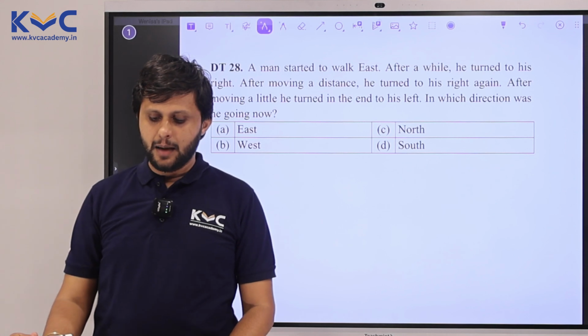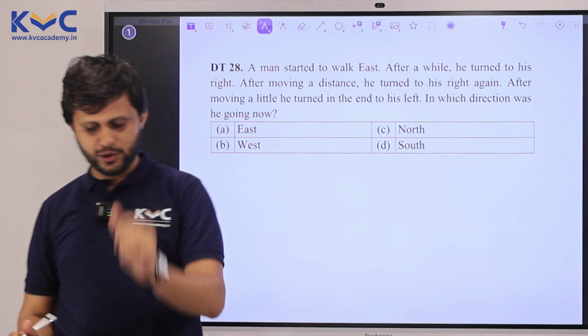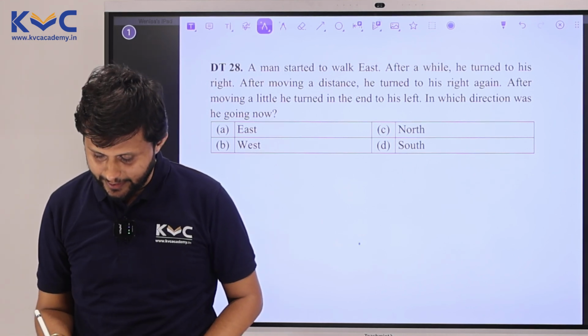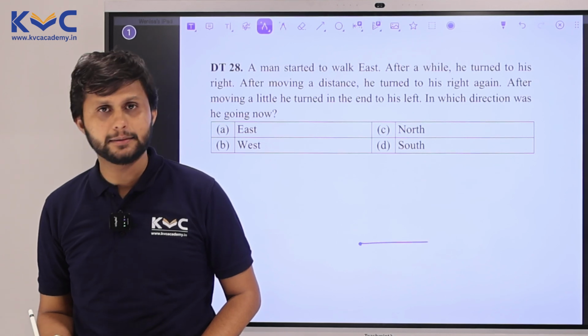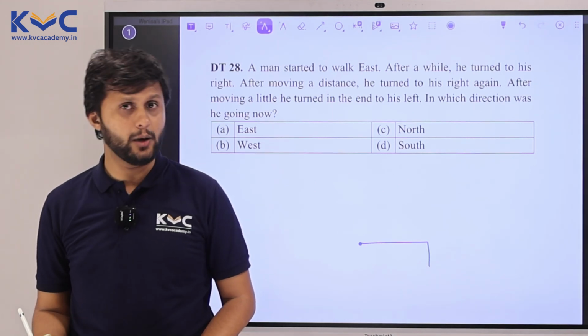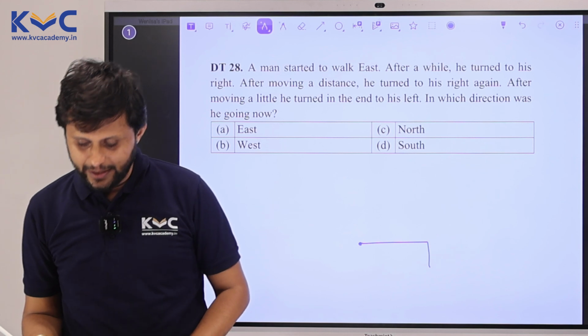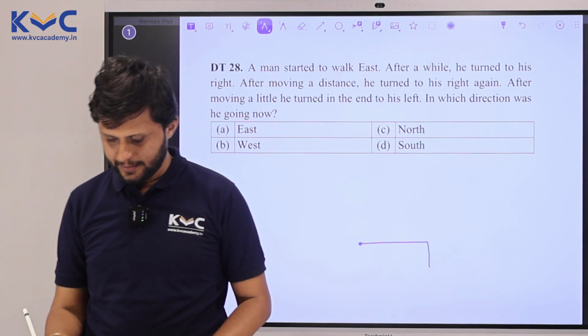Perfect. A man started walking to east. I'm in question number 28. After a while, he turned to his right. Okay, that's going down. After moving a distance, he turned to his right again. Right and right.